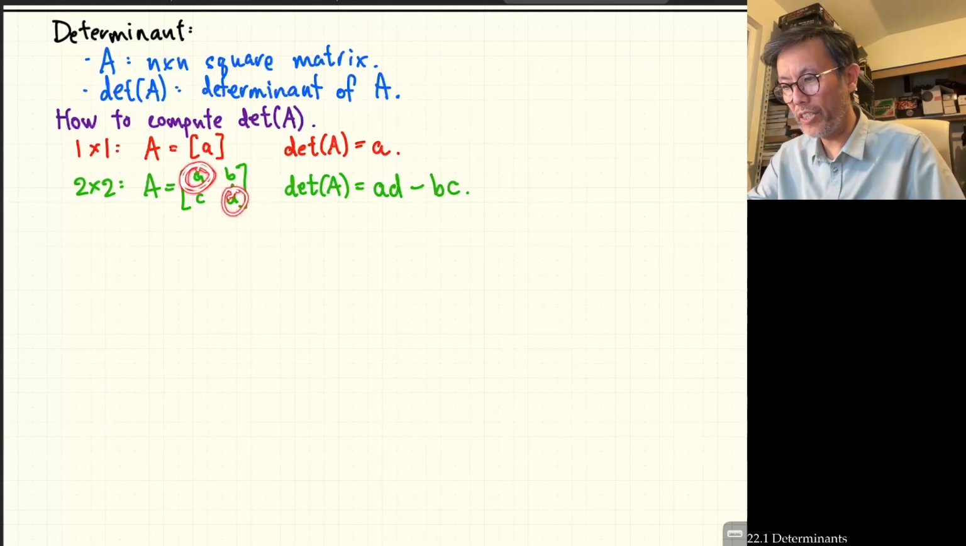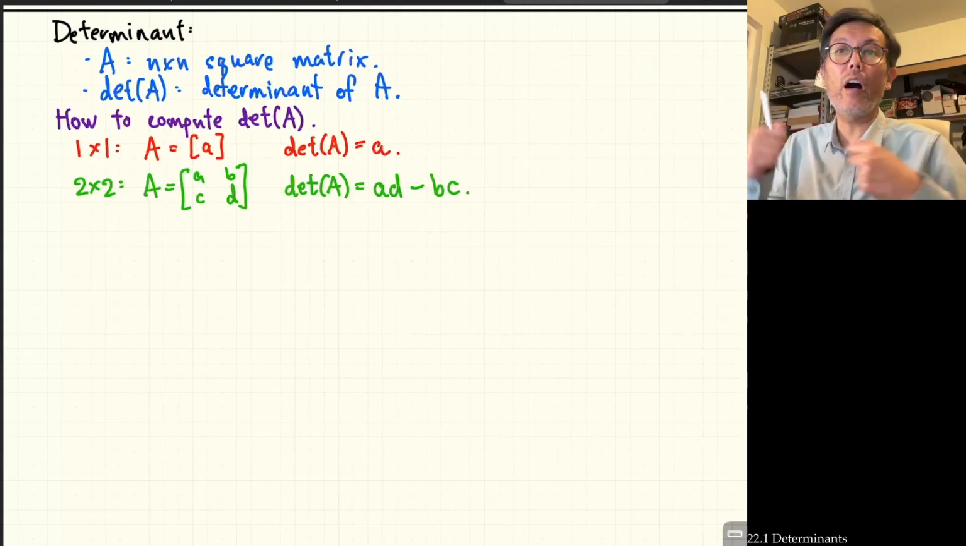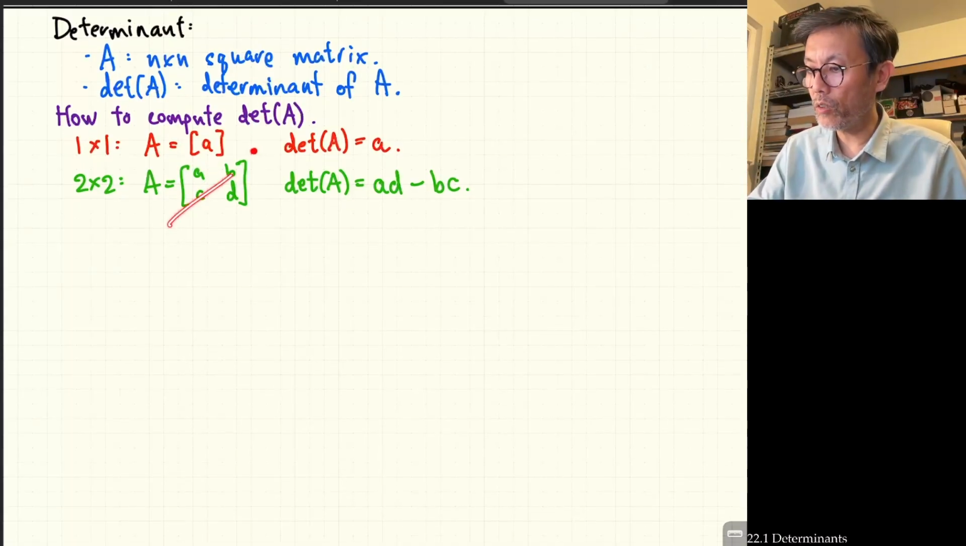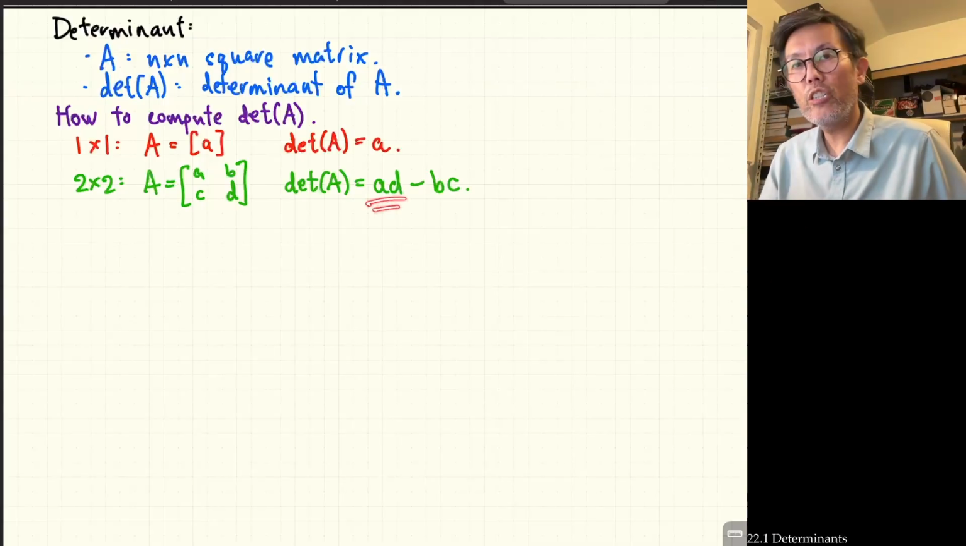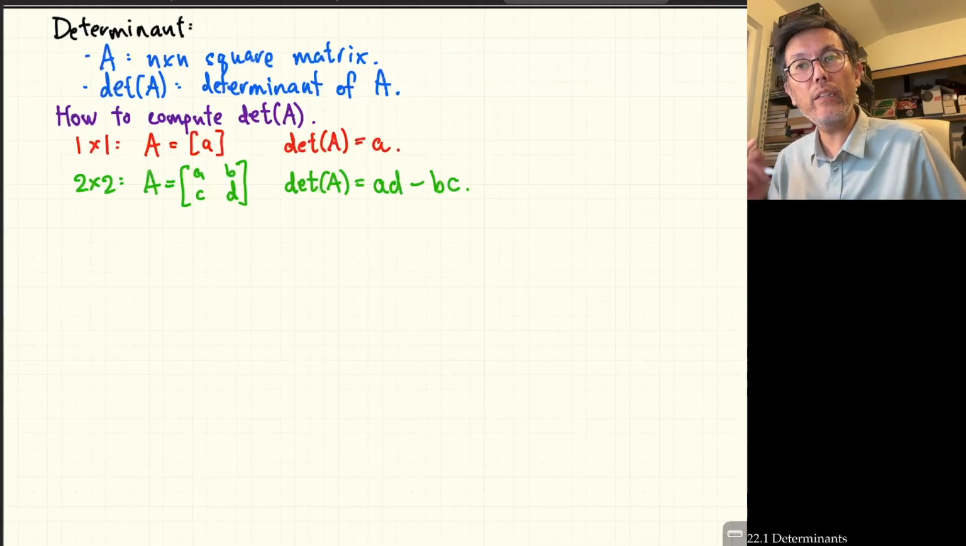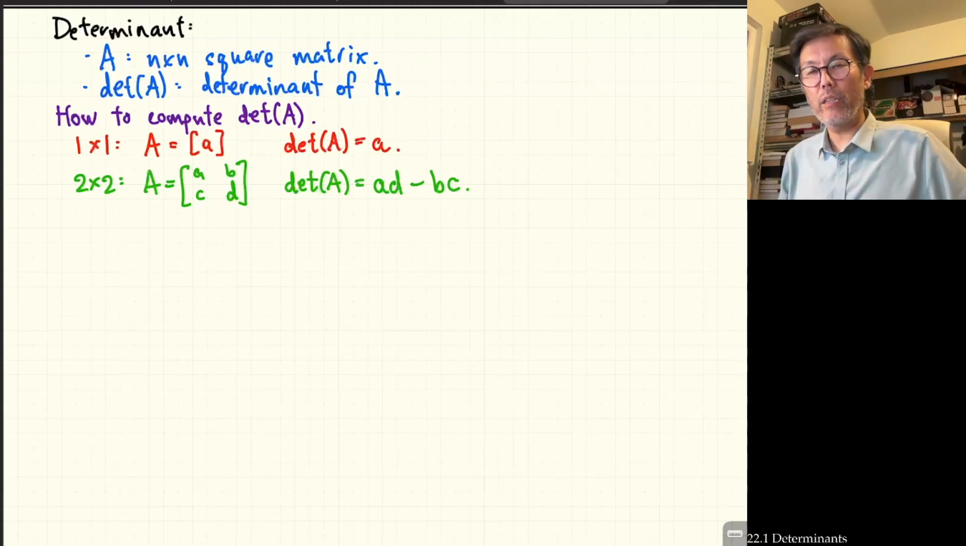This is the 1, 1 entry. This is the 2, 2 entry. And we call entries which are not on the main diagonal off-diagonal entries. These are off-diagonal entries, B and C. And again, the determinant of a 2 by 2 is the product of the diagonals minus the product of the off diagonals. Okay? This you should just remember. Okay? Just remember it. Okay?